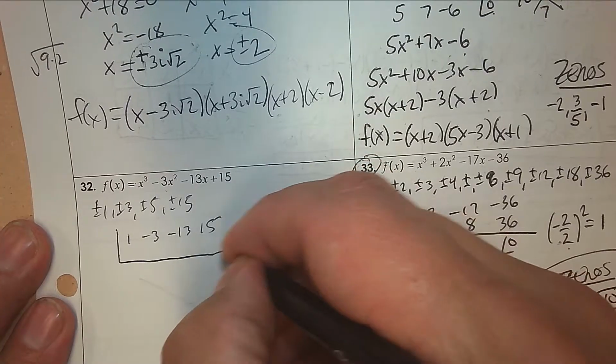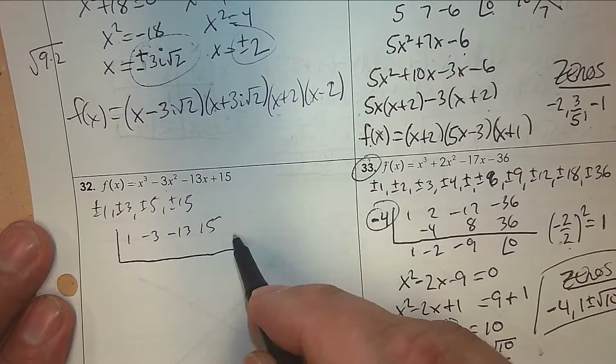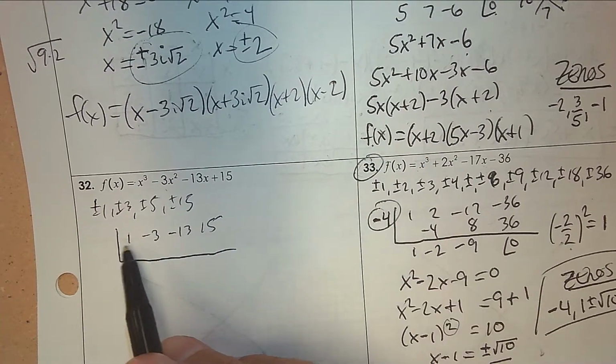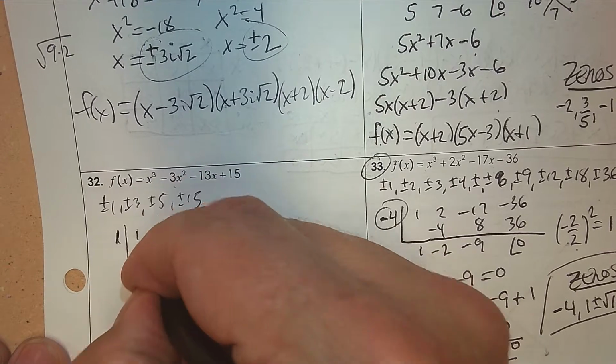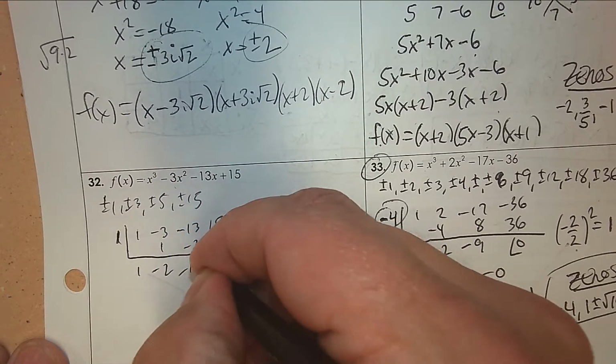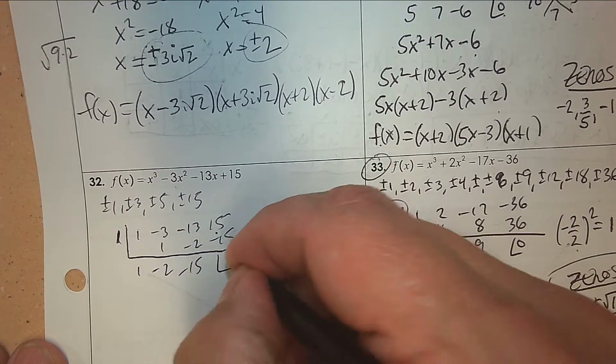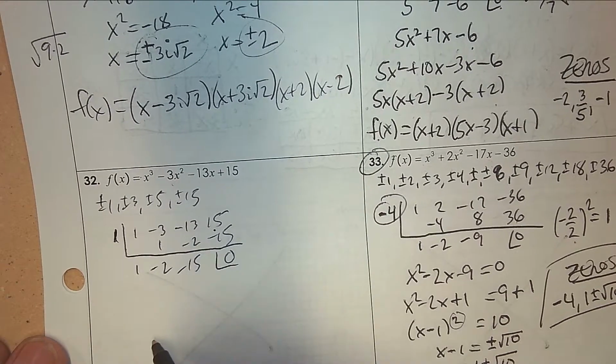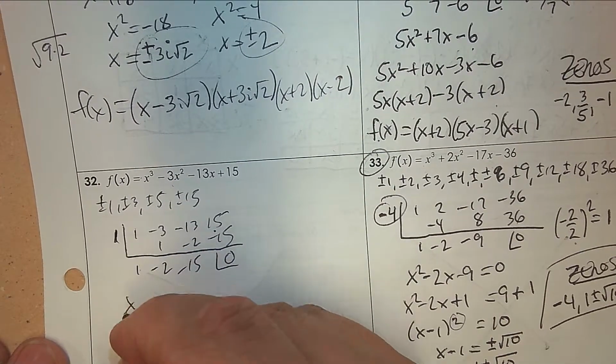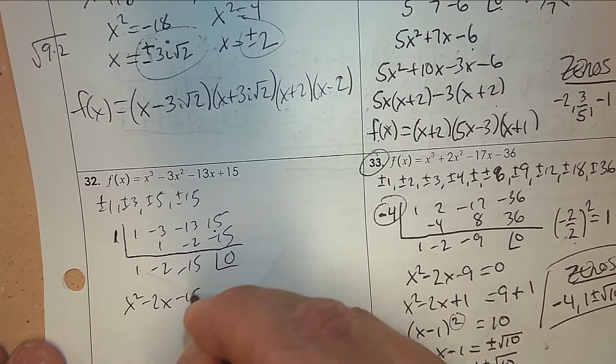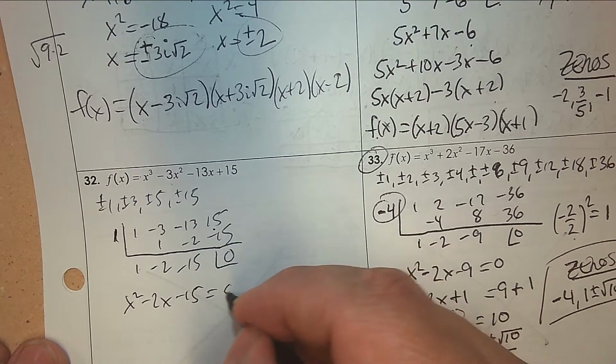So the good news here is this does add up to 0. So when you add it up, it adds up to 0, so positive 1 works. And then once it's here, then you can just write it from there. So this is 1x squared minus 2x minus 15. Then we're going to solve that.